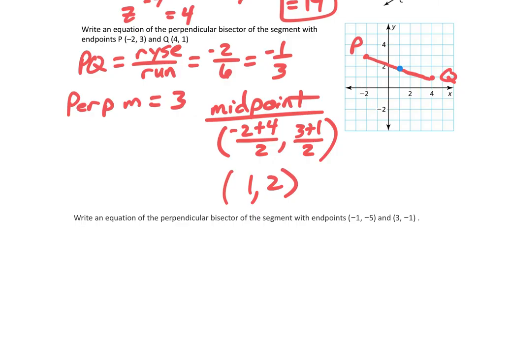All right, the last thing, and this should be the point, just to make sure it makes sense, if I did my math right. This point should look like it's the halfway point of that segment, which it does, okay? Now, the last thing I got to do here is I got to put this into an equation, right? An equation that represents the perpendicular bisector.